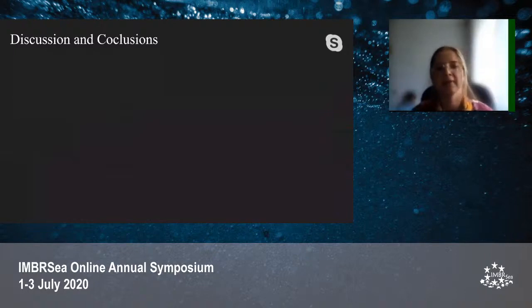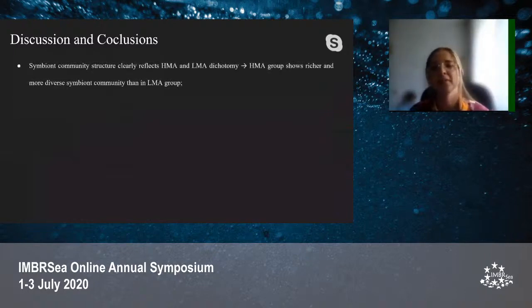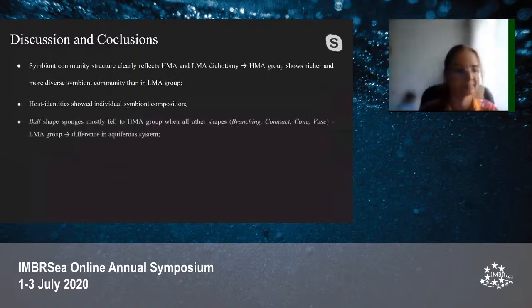So finally, we arrived at discussion and conclusions. We saw that symbiont community structure clearly reflects the HMA and LMA dichotomy, where the HMA group shows a richer and more diverse symbiont community than the LMA group. Now talking about the factors, host identities show individual symbiont composition. In terms of shape factor, ball-shaped sponges mostly fell to the HMA group, while all the other shapes such as branching, compact, cone, and waves fell to the LMA group.